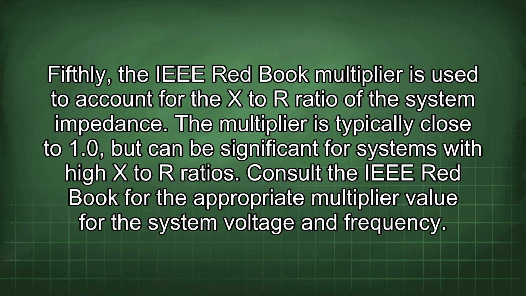Fifthly, the IEEE Red Book multiplier is used to account for the X to R ratio of the system impedance. The multiplier is typically close to 1.0, but can be significant for systems with high X to R ratios. Consult the IEEE Red Book for the appropriate multiplier value for the system voltage and frequency.